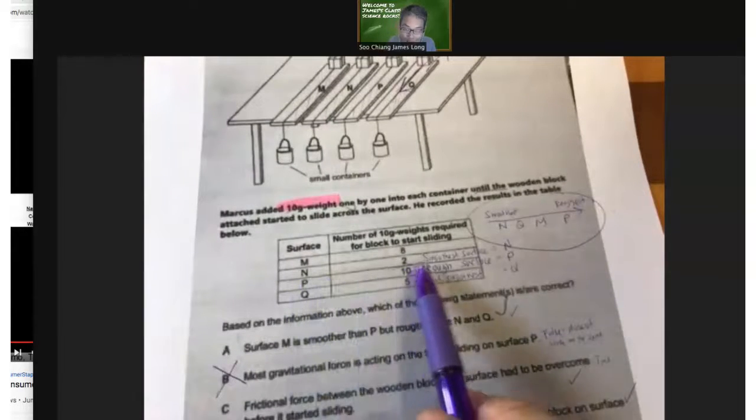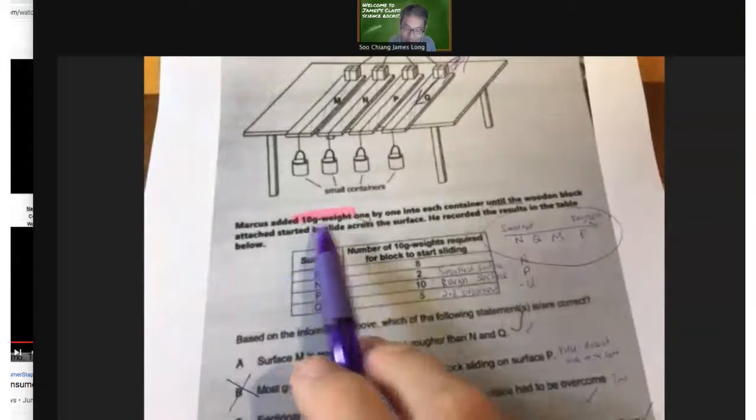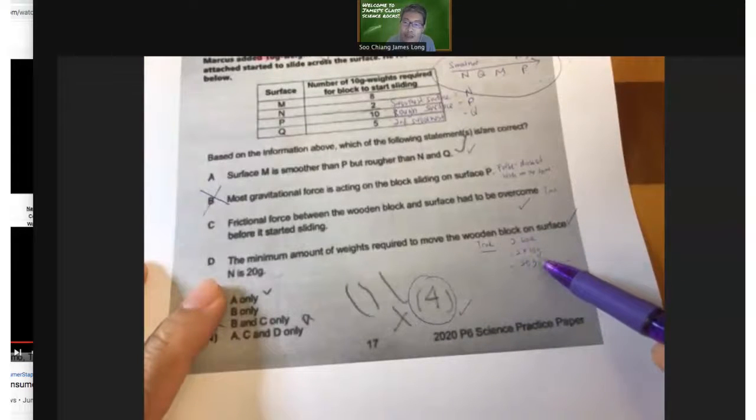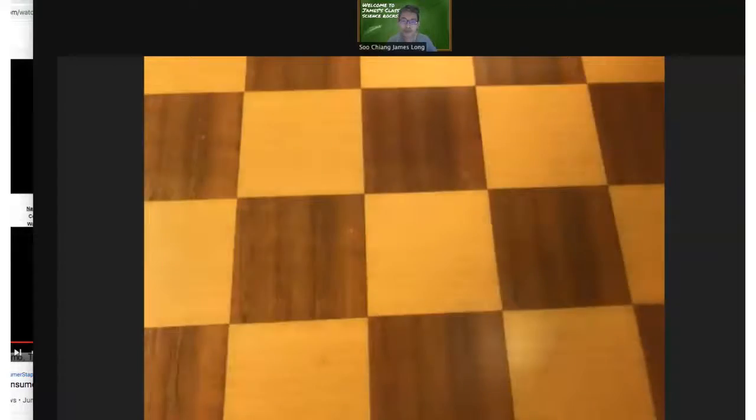So C is true. Then the minimum amount of weights required to move the wooden block on the surface N is this one, 2 blocks, right, is 20 grams. Each block is 10 grams. 2 blocks will be 20 grams. Therefore D is also true. 2 times 10 grams is 20 grams. Therefore the answer is A, C, and D. Right, it's 4. The next one is quite a standard question.